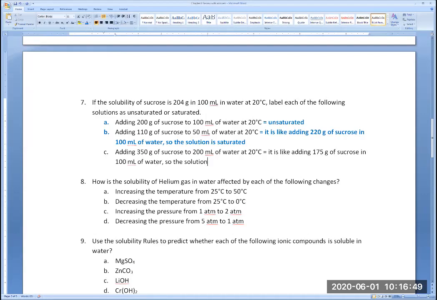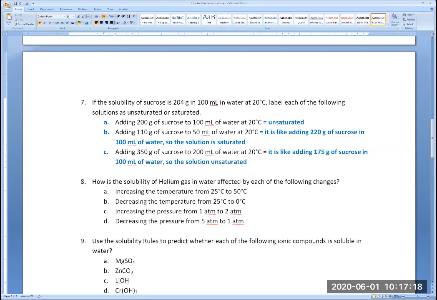And so, what do you think? Is it saturated? If you divide the amount of water by 2, you divide this by 2, and this is the amount in 100 milliliters of water. So is the solution saturated or unsaturated? Unsaturated.